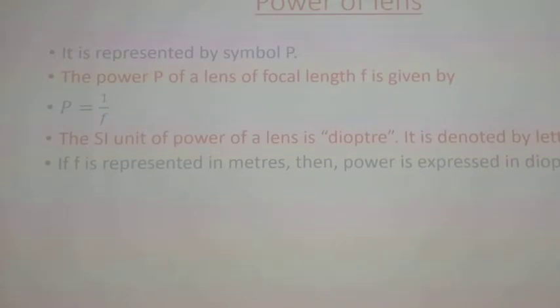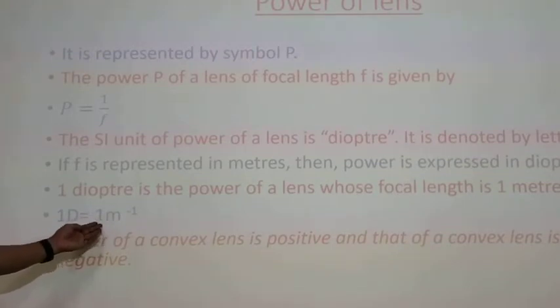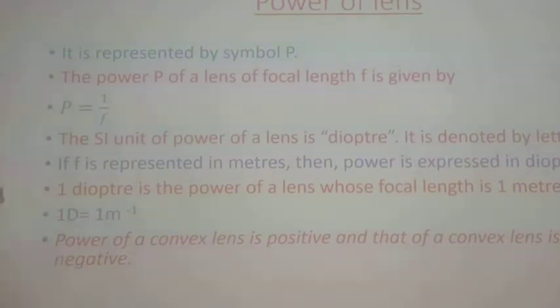So you can say 1 diopter is 1 meter inverse, that is, 1 divided by 1 meter. This is the SI unit, and this is called 1 diopter. If the power of the lens is given as 1 diopter, that means the focal length is plus 1 meter or 100 centimeters. For a convex, converging lens, the focal length is positive, so the power of a convex lens is positive, and for a diverging or concave lens, it is negative.